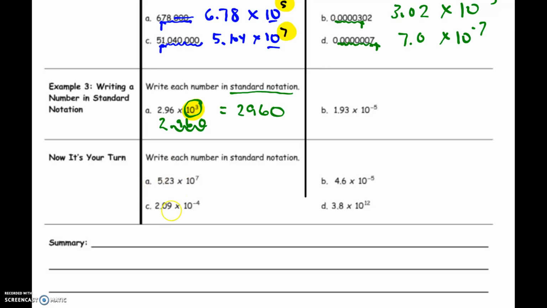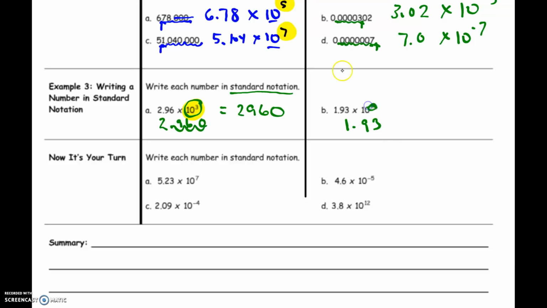So right below it are some more examples of scientific notation numbers that you're going to write in standard notation. But let's move over to the other side and complete the second part of example 3. So 1.93 times 10 to the negative fifth, that's the scientific notation. I want to write it in standard form, so I'm going to move the decimal point. So I write 1.93.